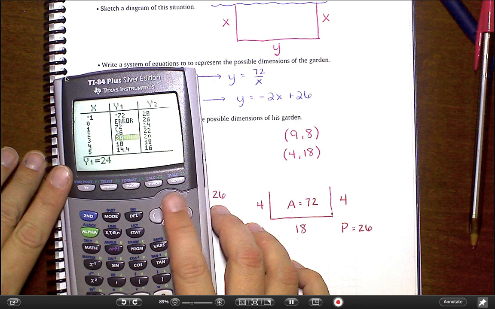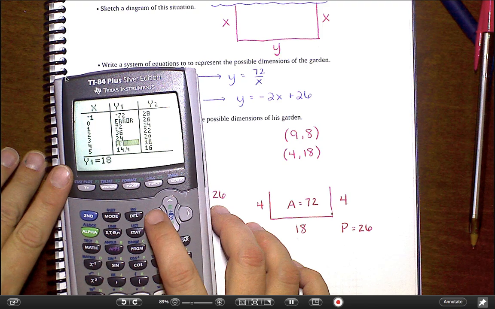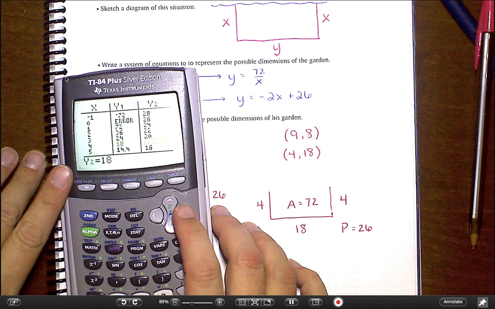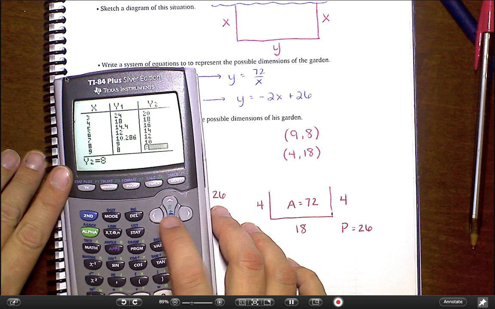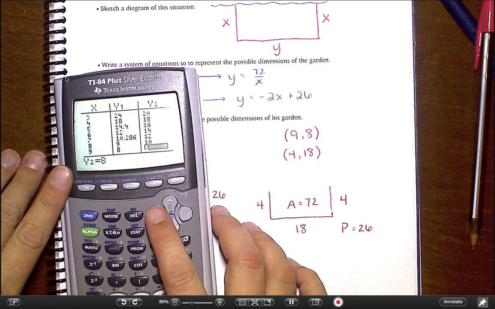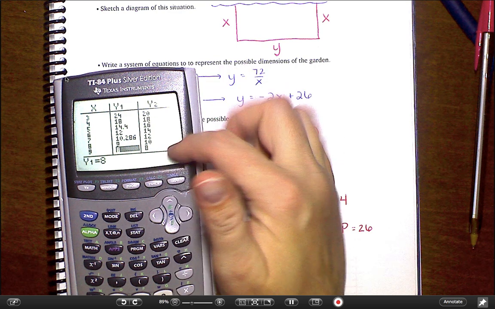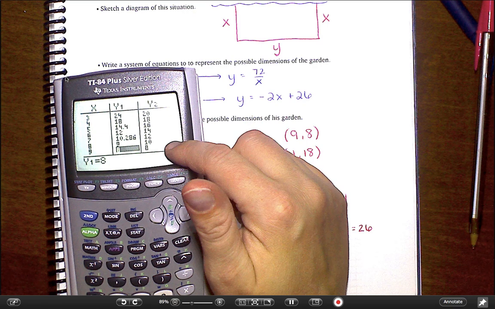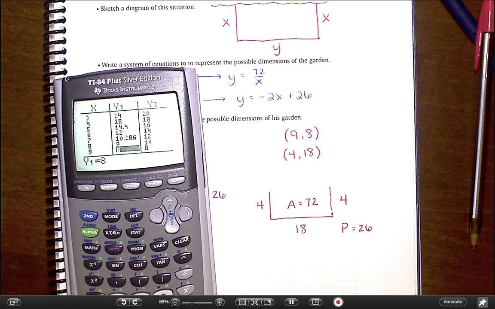I see 24, 20, I see 36, 22, but here they match. That means that 4 and 18 is one of your solutions. And I bet if I go down to 9, I would find another place where they match. Yep, 8 and 8 there. So you could find it in the table as well. The limitation of the table is it won't show you your answers if your answers are decimals at all. But the intersect thing would still work if they were decimals.